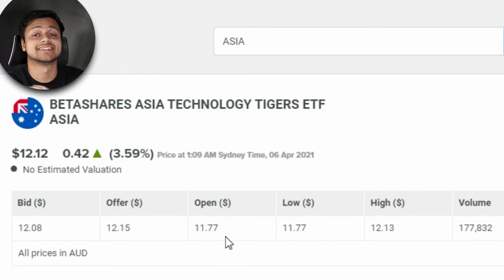Now the open price is $11.77. This means that this is the price that the ETF opened at when the market first opened, and the low price is also $11.77. This means that this price was the lowest that this ETF went to in this single day, and the highest price that this ETF went to in this day was $12.13. So basically the low and the high prices tell us the trading range for any given stock in a single day. And the volume refers to how many units of this ETF were traded in this single day.